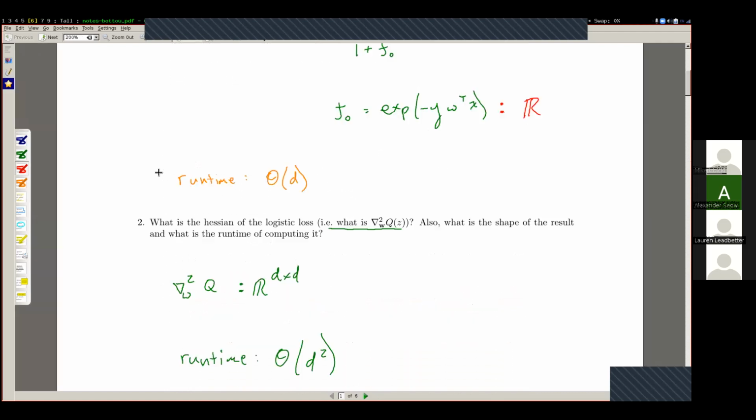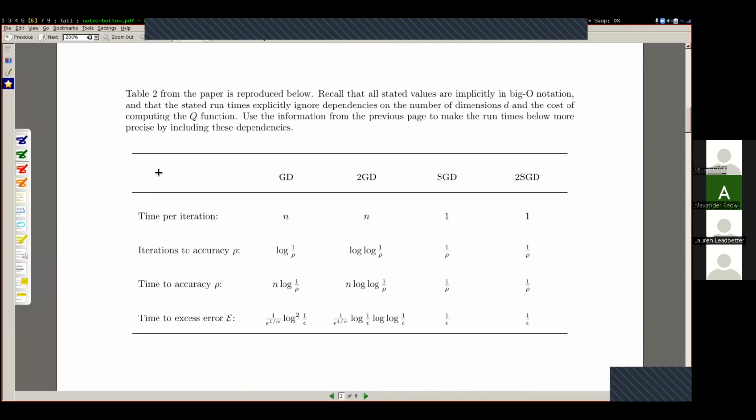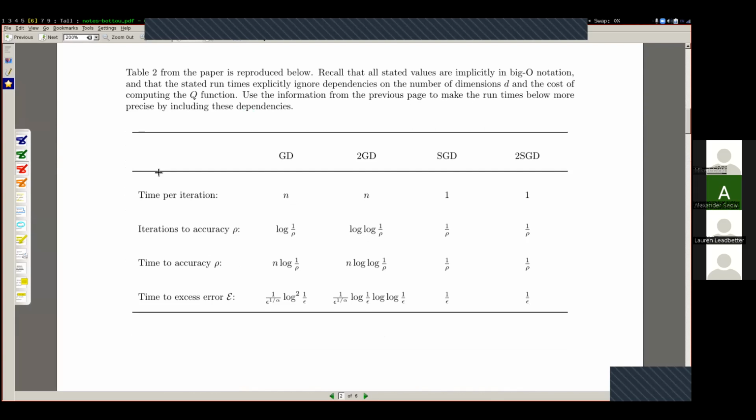But first, let's switch back over to our notes over here. And on the next page on the notes, there's this table 2. This is again just an exact replica of the table 2 from the paper. The table 2 from the paper doesn't talk about the d-dimensionality dependence. So let's just add that in to these terms right here. Gradient descent, we had d times n. 2 gradient descent, we had dn plus d squared. SGD was just d, 2SGD was d squared. So those are the runtimes that we just explicitly stated before.